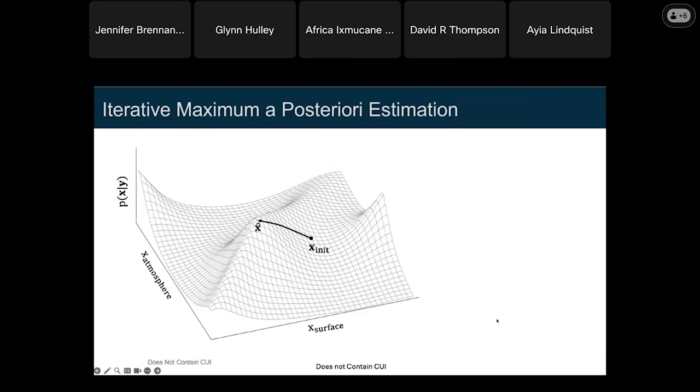So we have to solve this iteratively. There's no closed form solution. So typically what we do is we'll start with an initial guess. Here I've portrayed it as a 2D field with surface and atmosphere parameters. And this is the posterior probability on the vertical dimension. And so we're climbing some surface.